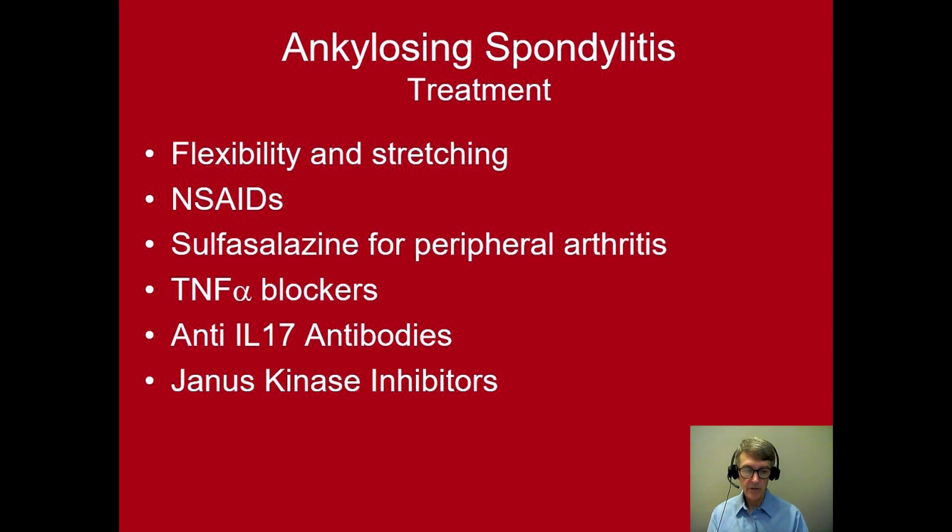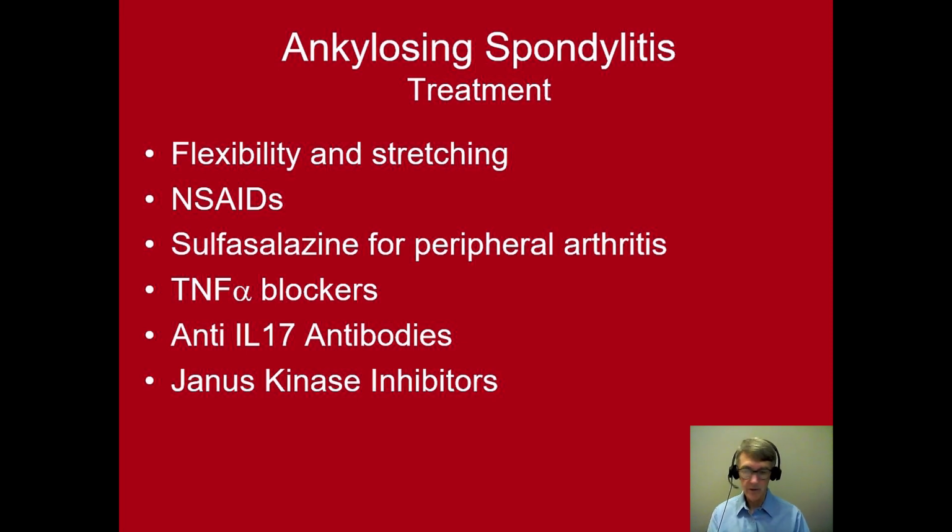Non-steroidal anti-inflammatory drugs, in particular things like indomethacin, which is one of the older nonsteroidals, can be very helpful, and indeed for many of our patients this is sufficient therapy. Not all of them, and we'll talk about what other options we have. Sulfasalazine has been shown to be helpful for the peripheral arthritis associated with ankylosing spondylitis, but does not help the spine. And then more recently we have the options of the biologics, the TNF-alpha blockers and the anti-IL-17 blockers.